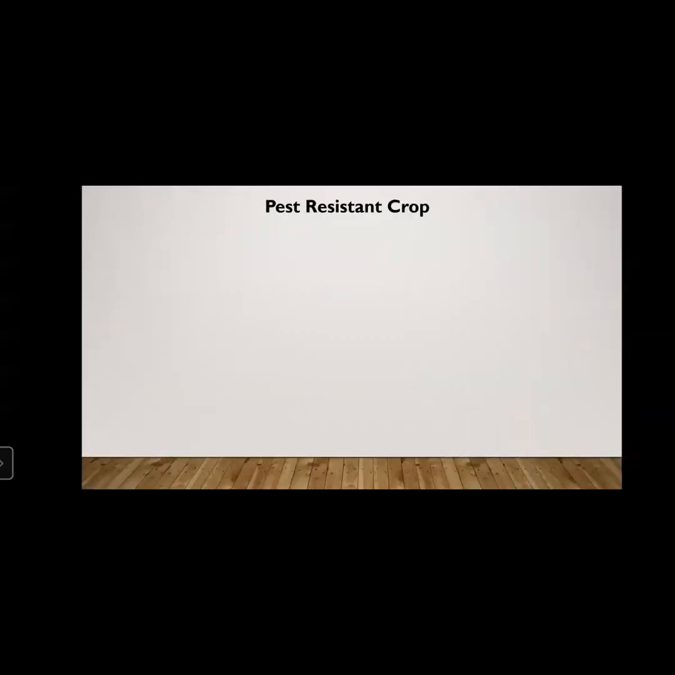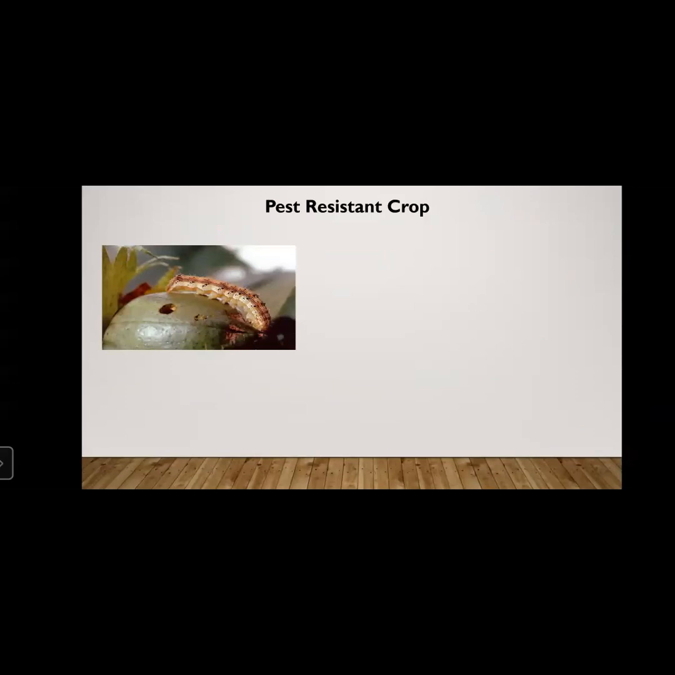Next is pest resistant crops. Now first, what are pests? Pests are the organisms which damage the crops. For example, there are insects which feed on the crops and they destroy the entire crop if they attack the field in larger quantities. So, whichever organism affects the crop production is called a pest.